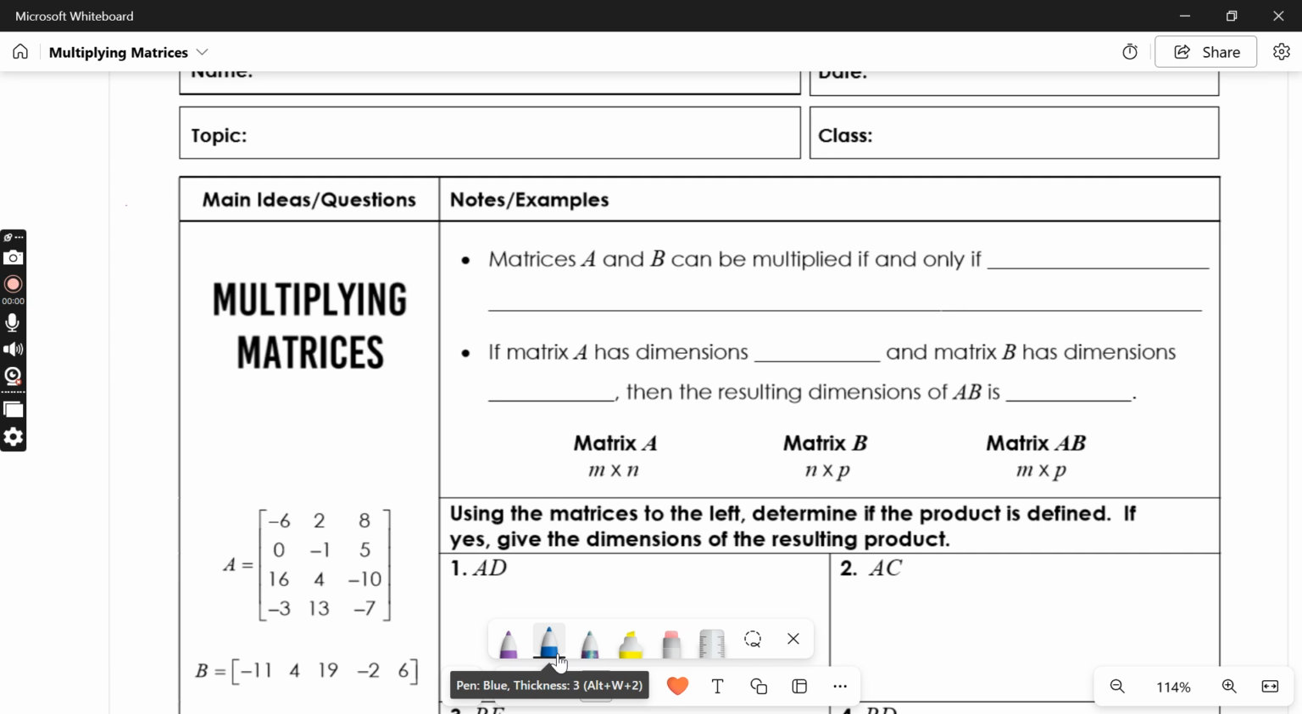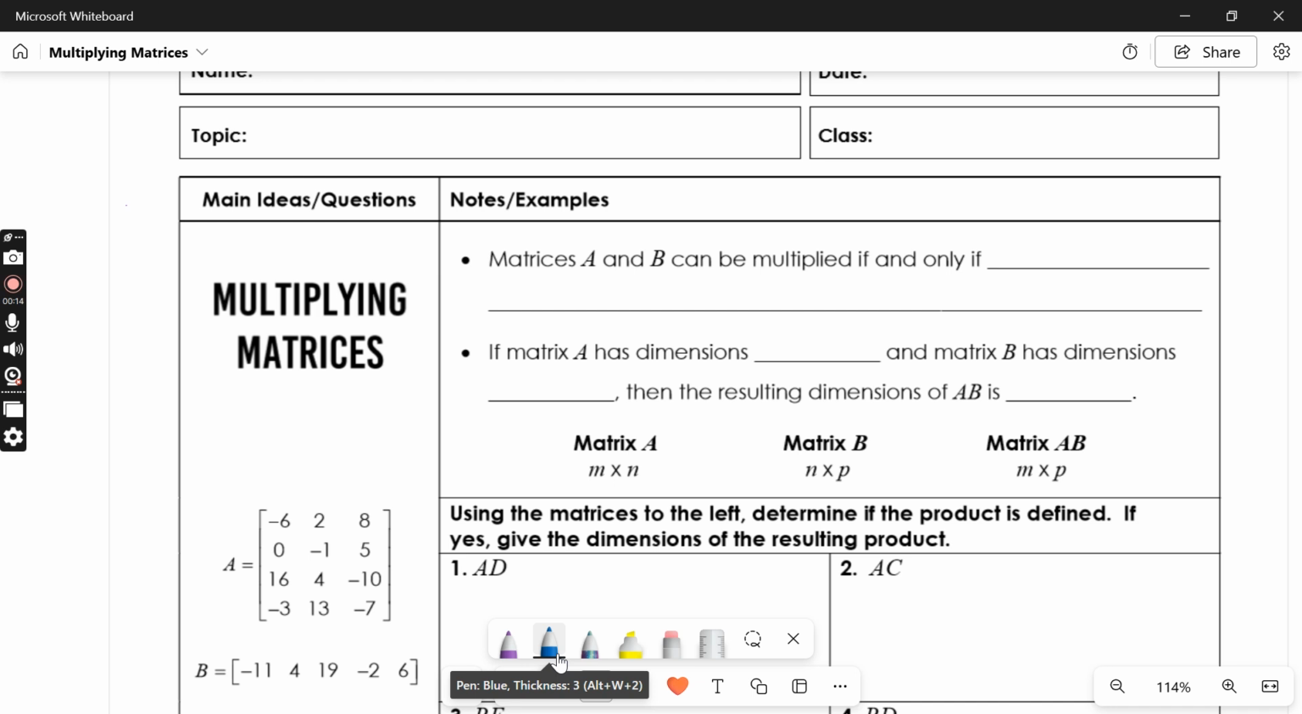Alright, so today we're going to talk about multiplying matrices. This does get a little more complicated, but I'm also going to show you how to do this in your calculator. So we're going to do it by hand, and then I'll show you your calculator. You can decide which way you want to do it. Either is fine. You do need to know how to do it by hand, though.